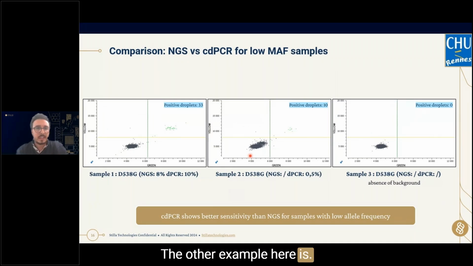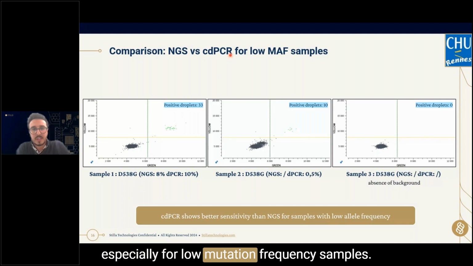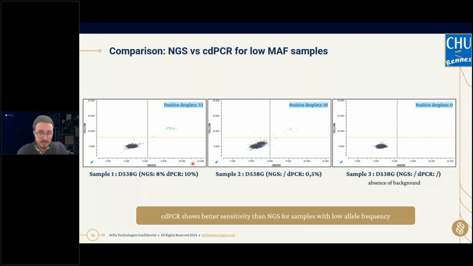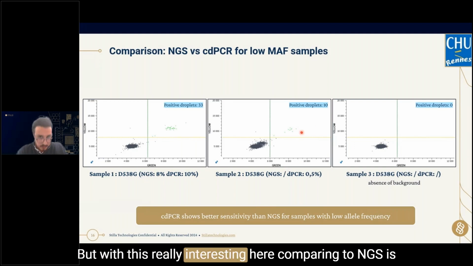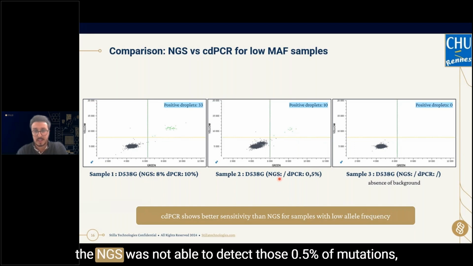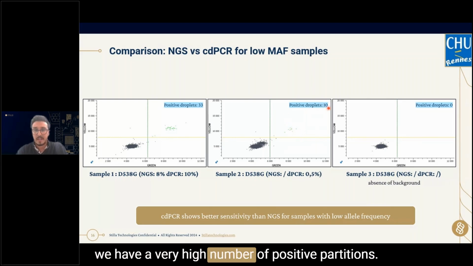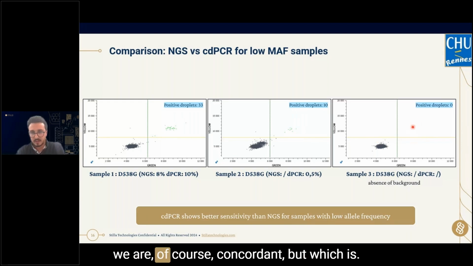The other example here is comparing NGS to our technology, especially for low mutation frequency samples. For the first one, as you can see, the expected mutation rate is 8%, and we were able to detect those mutations with a close mutation rate of 10%. But what is really interesting here compared to NGS is that for very low mutation rates, we do better than NGS, as the NGS was not able to detect those 0.5% of mutations. And we are really confident that they are true positives because we have a very high number of positive partitions. And of course, for the wild type, we are concordant.